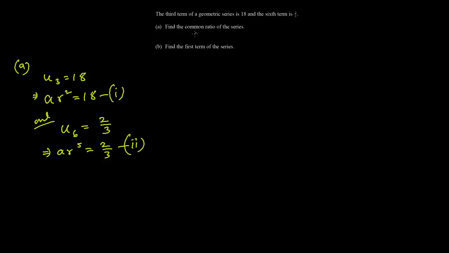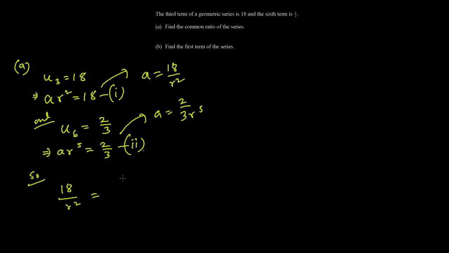Since we have to find the common ratio, we can write A equals to A. So here A is equal to 18 by r squared, and here we have A equals 2 by 3 r to the power 5. Now we have to solve this equation to find the value of the common ratio.